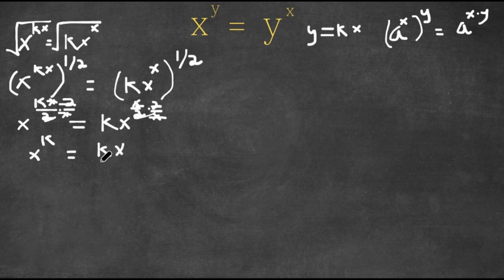And now we're going to divide both sides by x. So by doing that, these two cancel. So on this side, we would just have k equals x to the power of k over x.